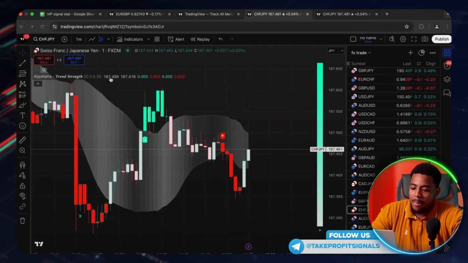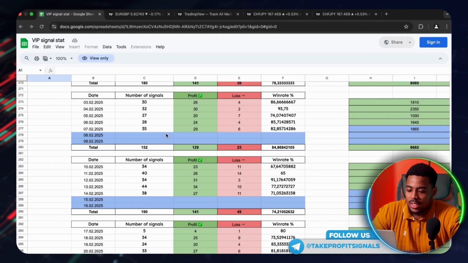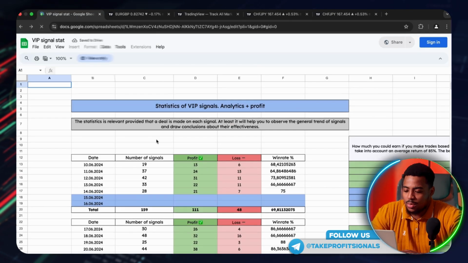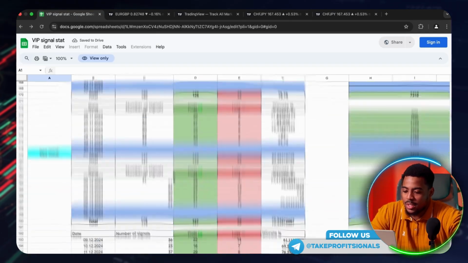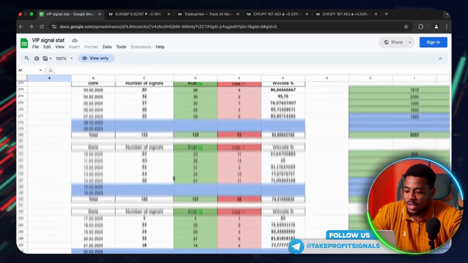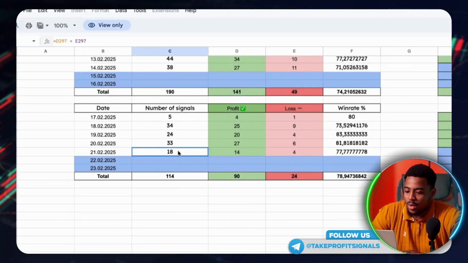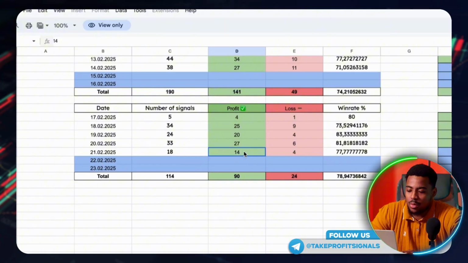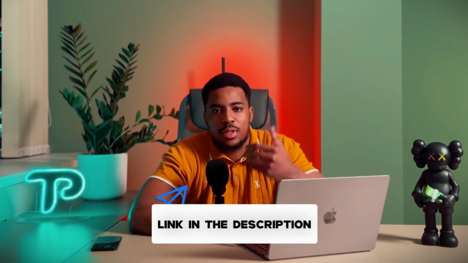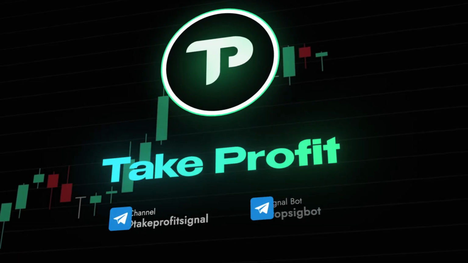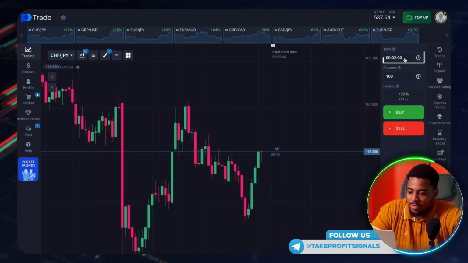And this is, by the way, the daily signal statistics of this robot. Let's refresh the page. Here we can see its result for each day. Let's say that today we have 14 pluses and only 4 minuses. This is a very good statistic. If you want to test it out, follow the link from the description. So we have the following signal.